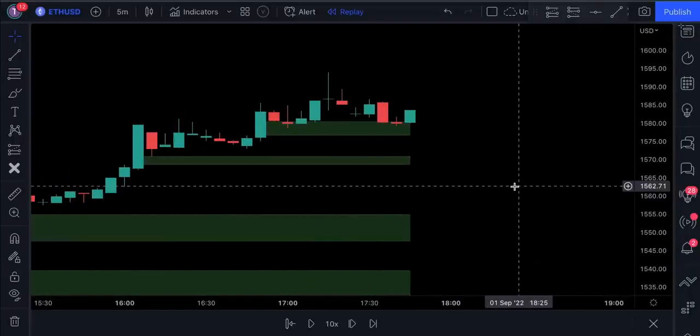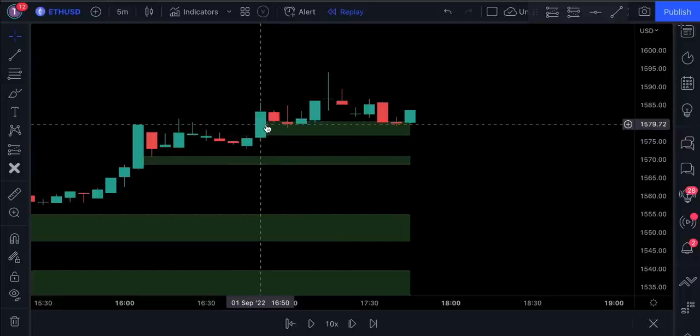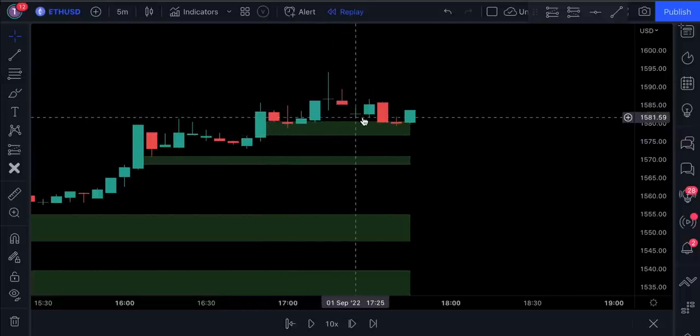Okay, let me give you one more example. In this example, we see that a new fair value gap has been formed. A valid pullback also occurred, and we had a strong bullish candlestick that closed above the fair value gap.